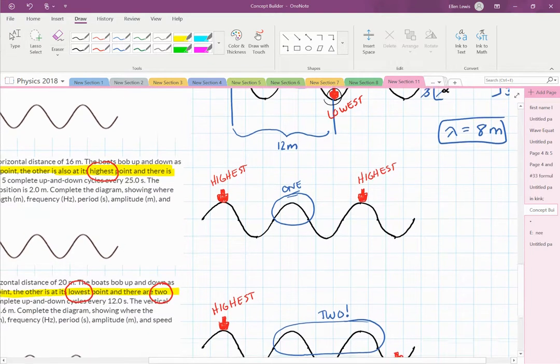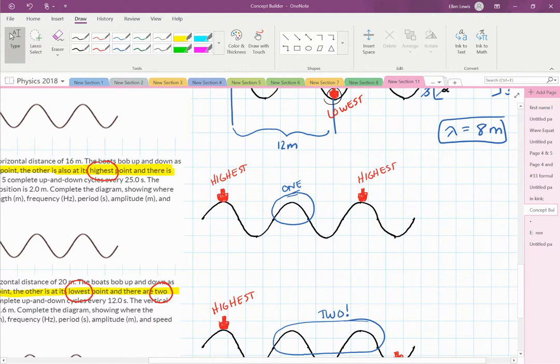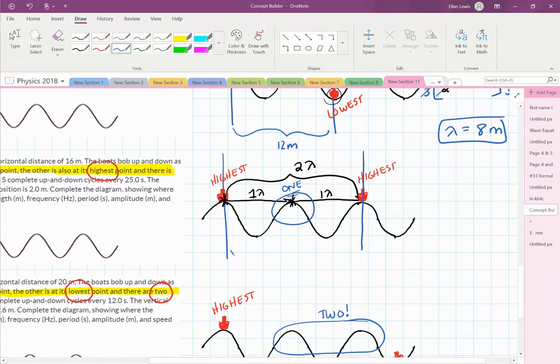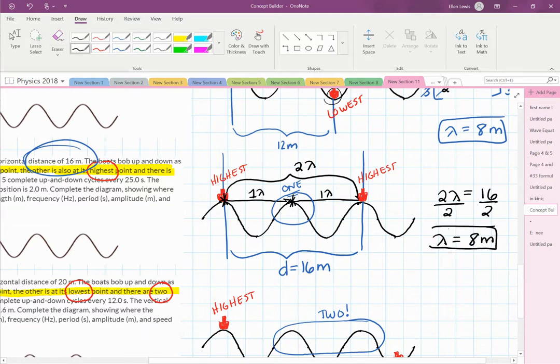Now let's take a look at the second picture. This one's a bit easier because when I go from the top of the first crest to the top of the very next crest, that's one wavelength, 1 lambda. And then from that crest to the next crest, that's another lambda. And so in all, I have 2 waves, 2 lambda, fitting into the distance between these two boats. They tell us the distance between the two boats is 16 meters. So now I can say 2 waves fit into 16 meters, and I'm going to divide both sides by 2 and get 8 meters for my wavelength for that picture.